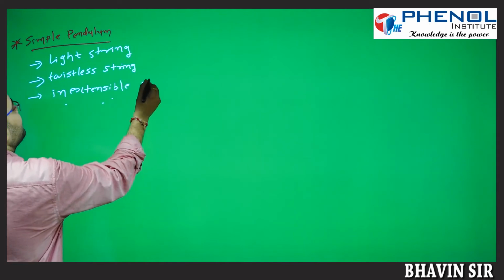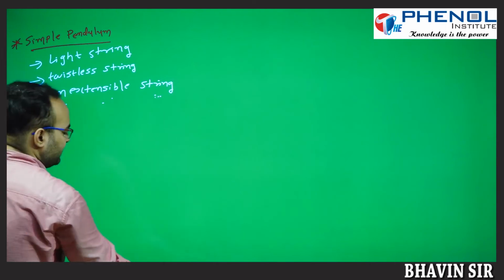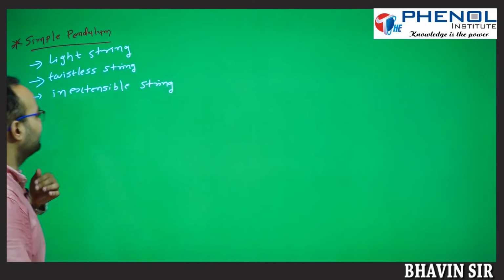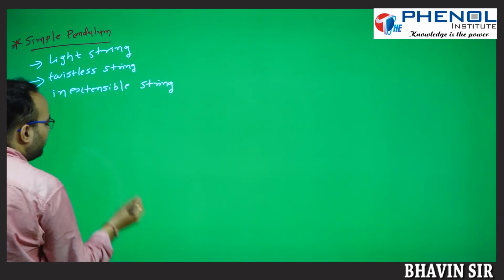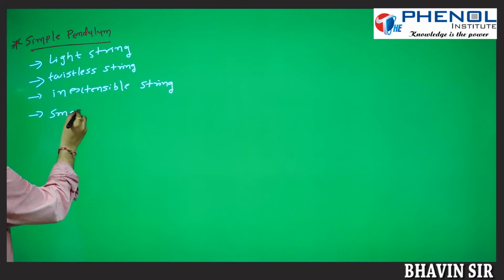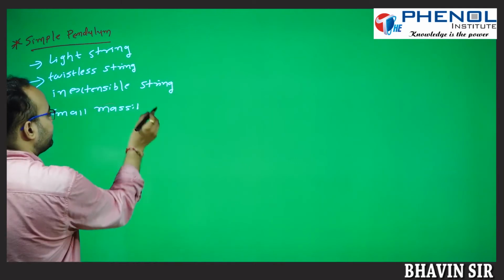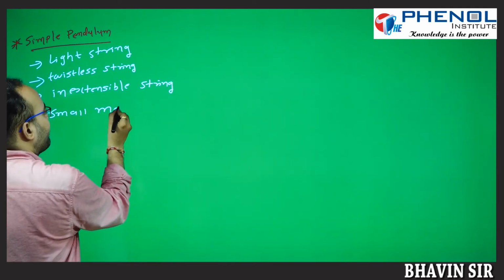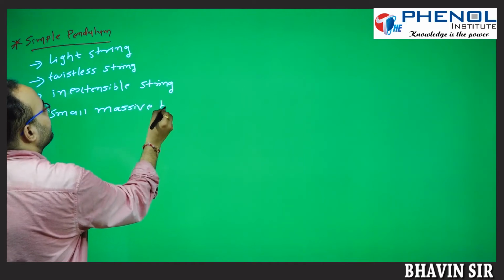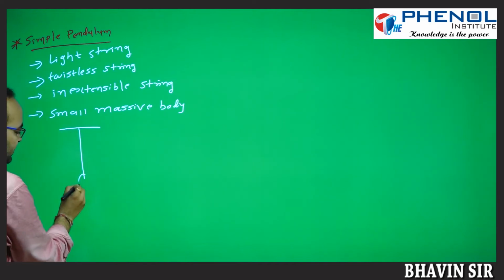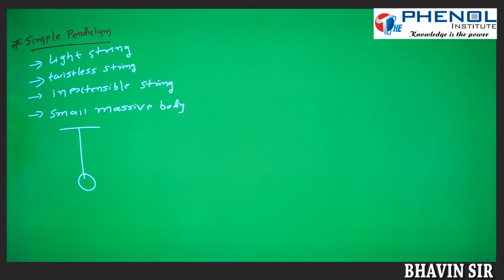Inextensible string means during the oscillation there is no extension in the string. And we use a small body but having finite mass, a small massive body. Okay, light string, twistless string, inextensible string, and small massive bob. So this is the pendulum.